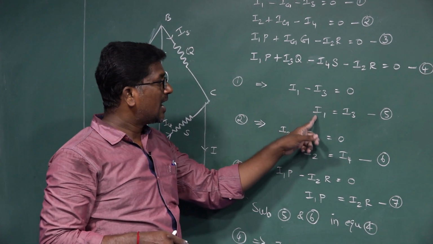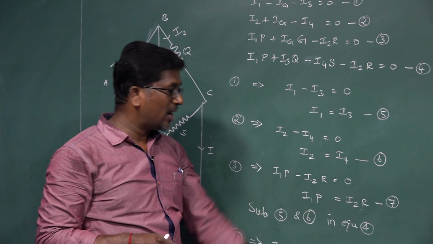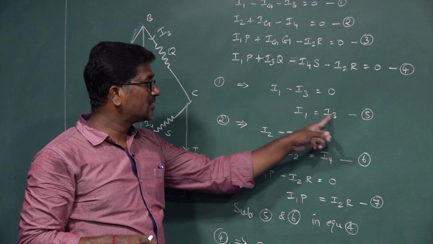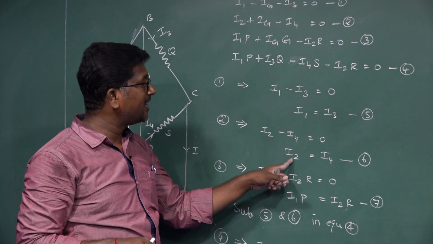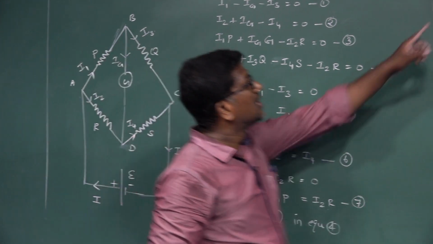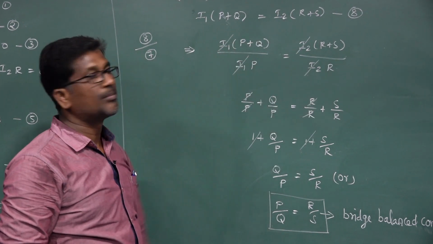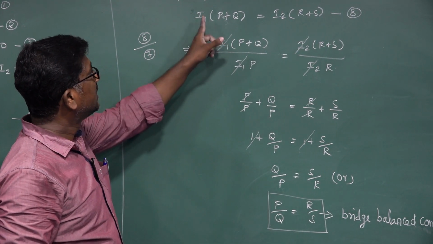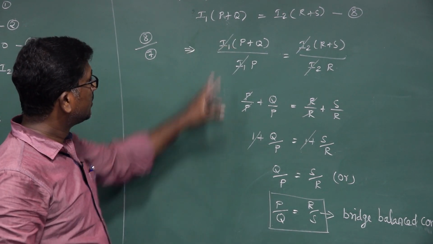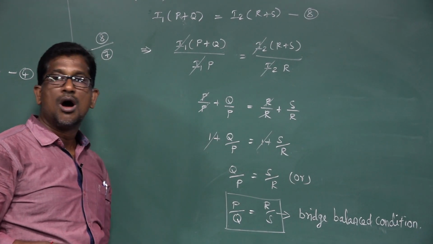We can get I1 equal to I3, I2 equal to I4, and I1 into P is equal to I2 into R. Substitute I3 equal to I1 and I4 equal to I2 in equation number 4. Equation number 4 becomes I1 of P plus Q is equal to I2 of R plus S. Now divide equation number 8 and 7. After simplification we can get P divided by Q is equal to R divided by S.